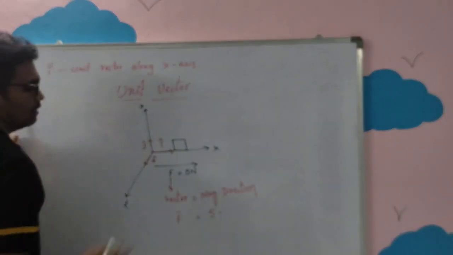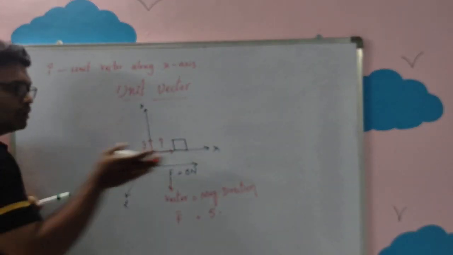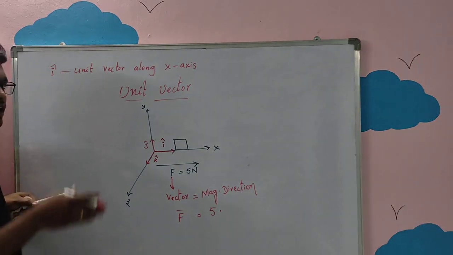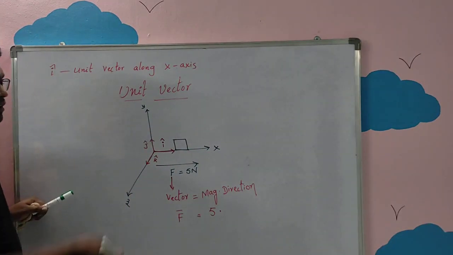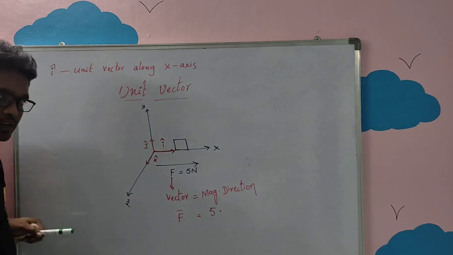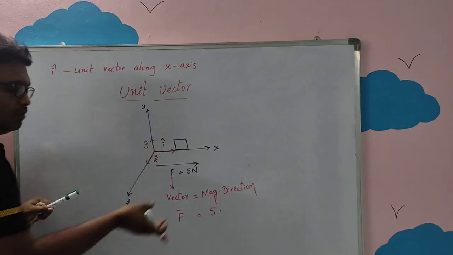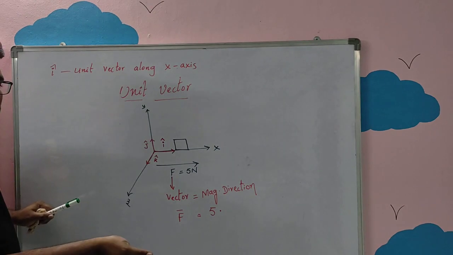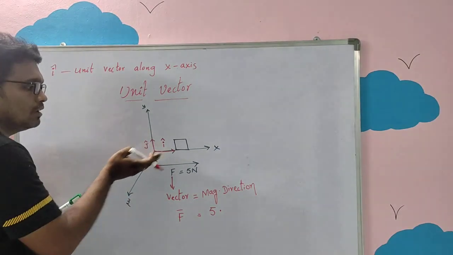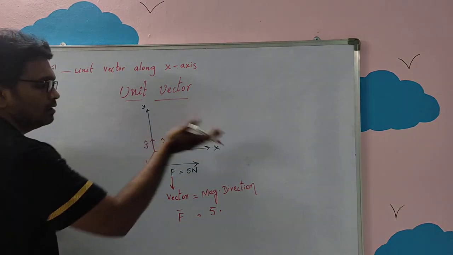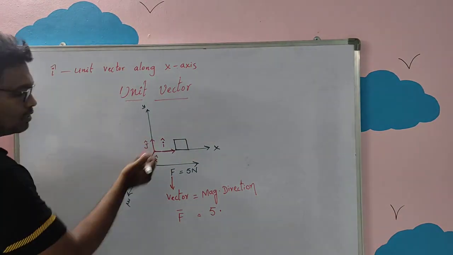The direction of this force vector will be given by a unit vector. So in which direction is that box moving? In the x direction, along the x axis. So in the x axis, which gives the direction? Unit vector. The unit vector's purpose is giving the direction. Who is giving the direction for our force vector? The unit vector which is present along the x axis. So what is the unit vector here?